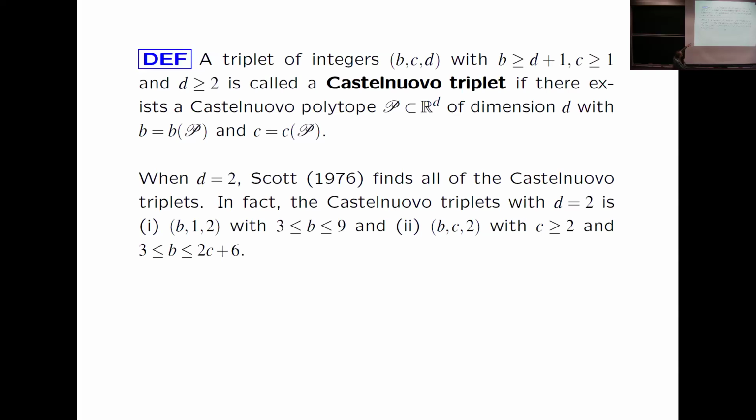Scott wanted to find, based on Pick's formula, what can be said about the number of lattice points in the boundary and interior in general. If the number of lattice points in the interior C is 0, then any number is possible. If C is 0, then any number is possible.